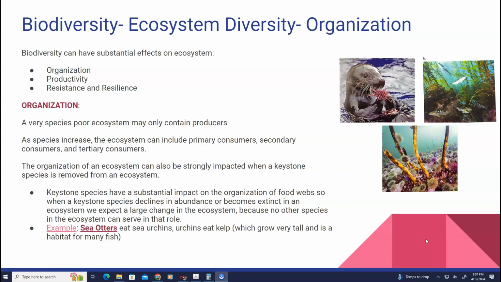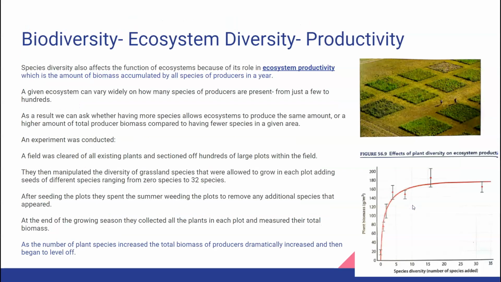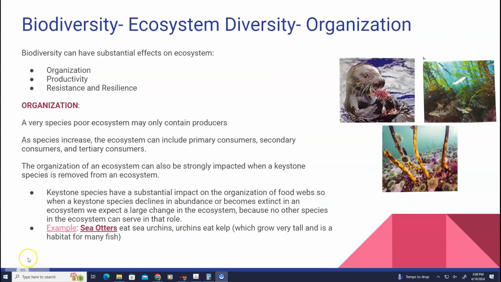Another example of this is sea otters. Sea otters eat sea urchins, and urchins eat kelp. That kelp grows very tall and is a habitat for many fish. So obviously we would like the sea otters to eat the sea urchins and keep them in check, so the kelp can grow and be that habitat for those fish. If you get rid of the sea otters, then the sea urchins eat all the kelp, and that habitat isn't available for many other species of fish.